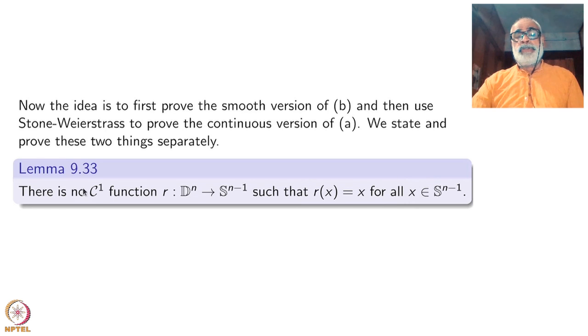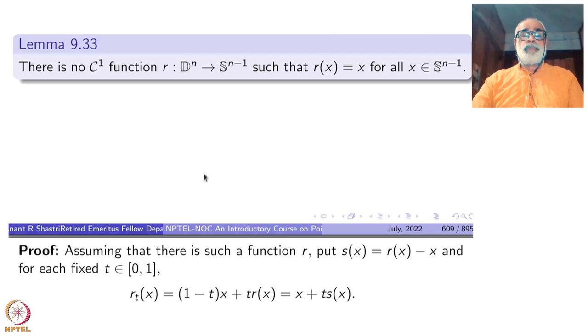Now this is an assertion. Earlier this was just a statement equivalent to two other statements. Now we are proving this one. Okay, so what is the proof?